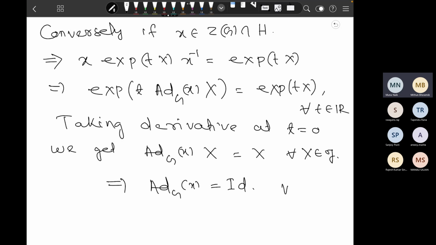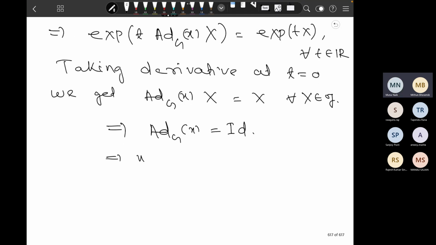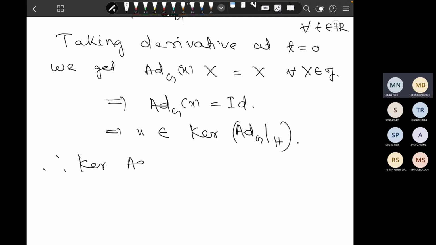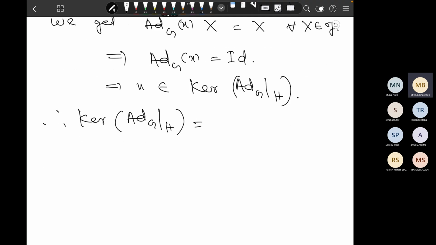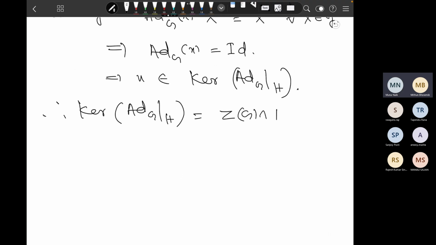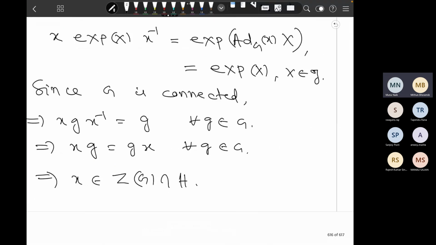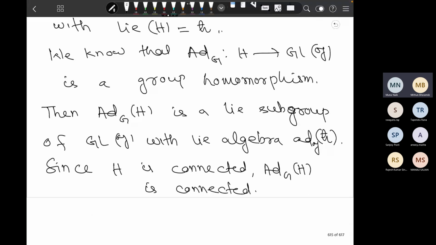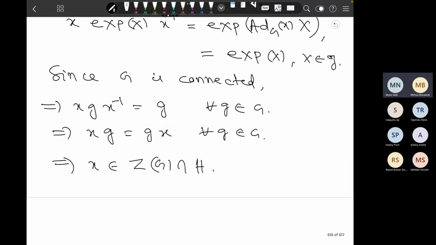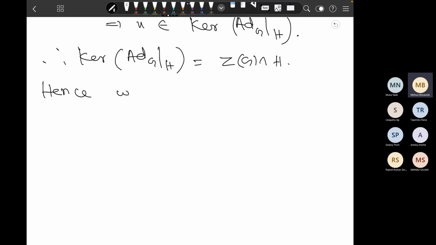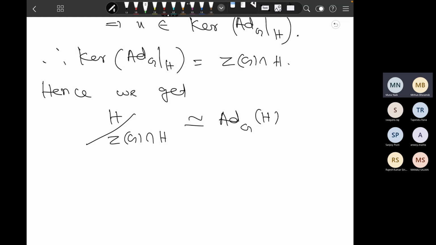So that means x belongs to the kernel of Ad restricted to H. Hence the kernel of Ad restricted to H is Z(G) intersection H. So hence by the third isomorphism theorem, Ad is a map from H to GL(𝔤) and we know the kernel is Z(G) intersection H. Hence we get H by Z(G) intersection H is Ad(H), and this is a Lie group isomorphism.